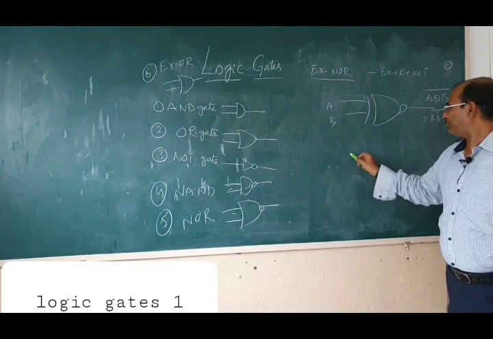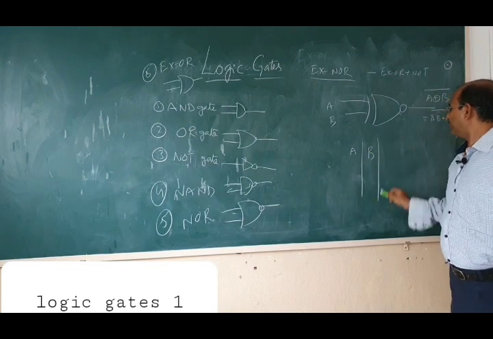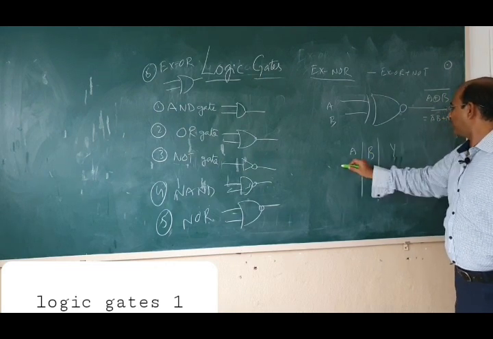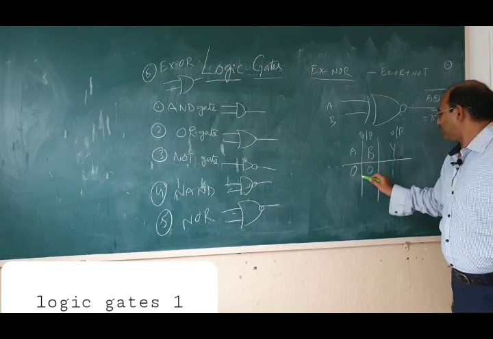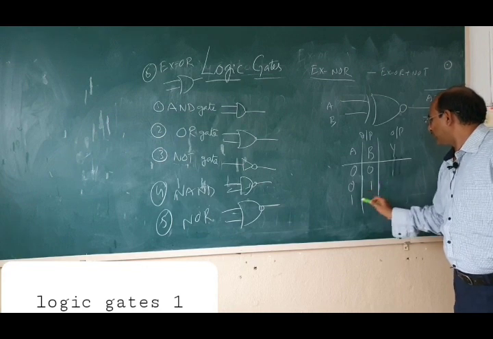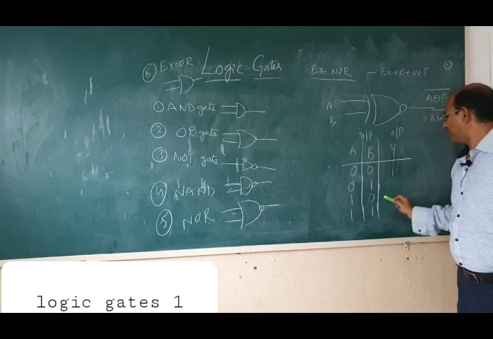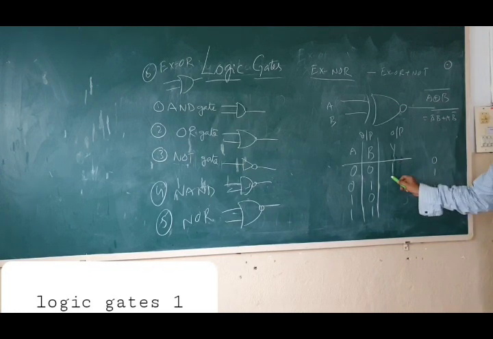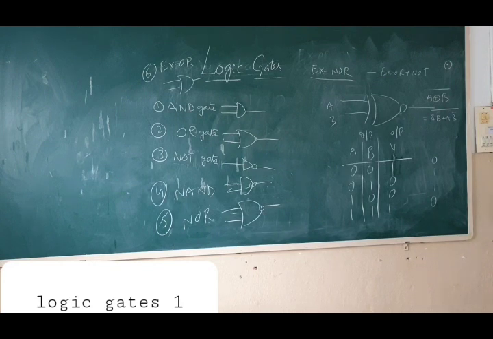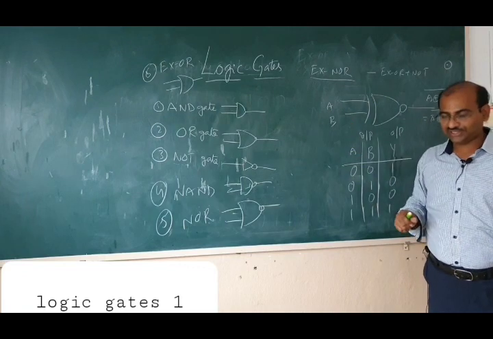Now what is the truth table? A, B, Y, sorry, output is Y. These are inputs and this is output. 0 0, 0 1, 1 0, 1 1. And what is the output for the XOR gate? 0 1 1 0. What is the output for the XNOR gate? 1 0 0 1. See, exactly it is reversed. Okay, so these 7 are the basic logic gates.